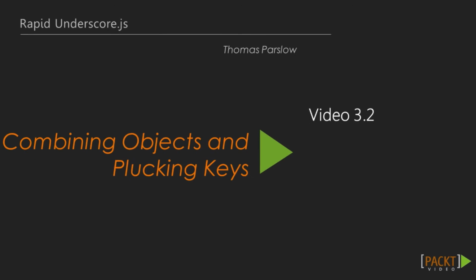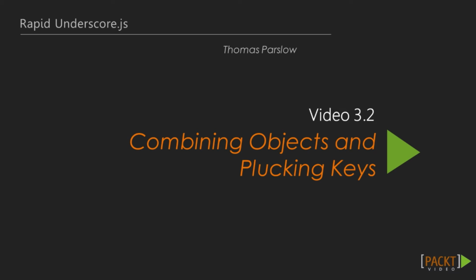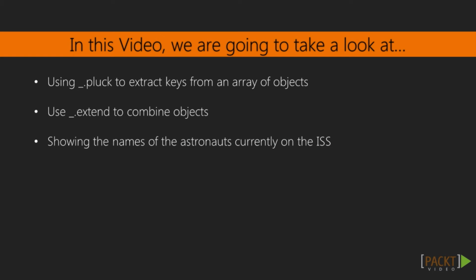Welcome back to the second video of section 3. In this video we're going to look at the Underscore extend function, which is used to extend one object with the keys from another. Then we'll look at the pluck function, which is used to grab a specific key from each of an array of objects.